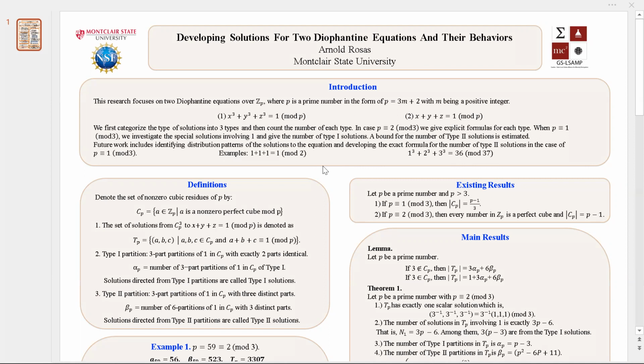As well, in the introduction, there are two examples. 1 plus 1 plus 1 is equal to 1 mod 2, while 1 cubed plus 3 cubed is equal to 36 mod 37. And they are in respect to equation 1 and equation 2, as shown from top to below.